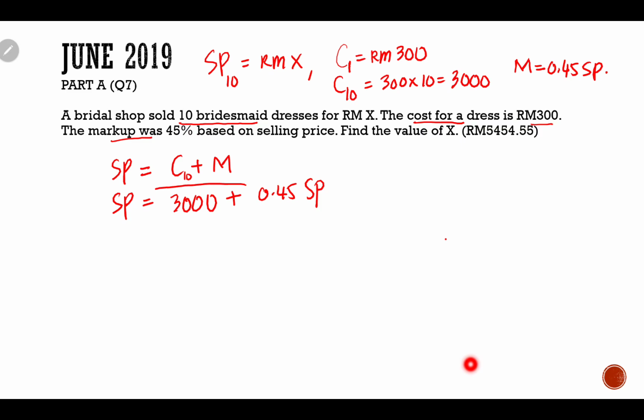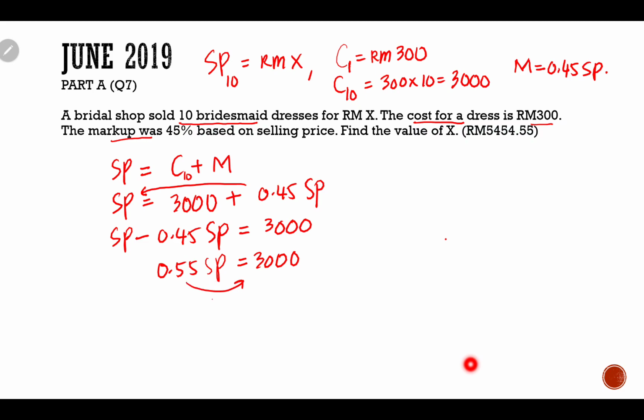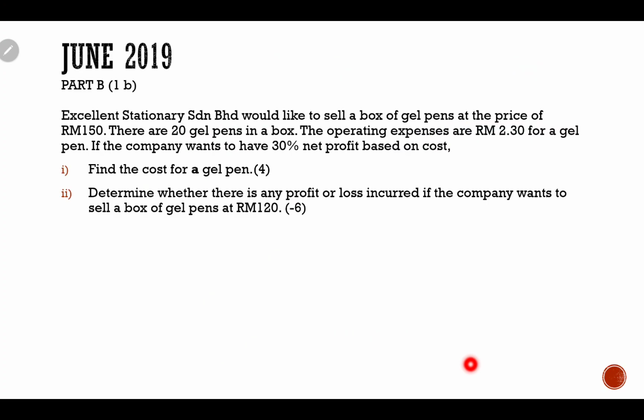Using basic algebra, bring it to the left hand side. So selling price minus 0.45 of the selling price equals 3,000. 1 minus 0.45 is 0.55, so 0.55 of the selling price equals 3,000. Solve for the selling price: 3,000 divided by 0.55 gives a total selling price of 5,454 ringgit and 55 cents. So that settles June 2019. Let's proceed to part B.